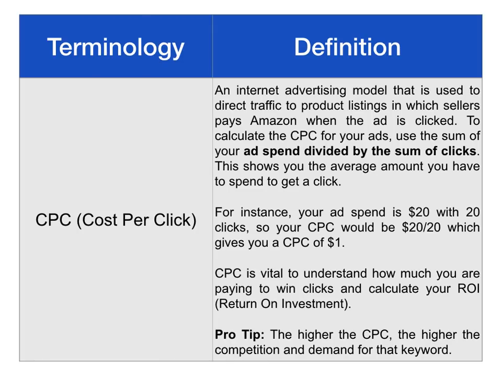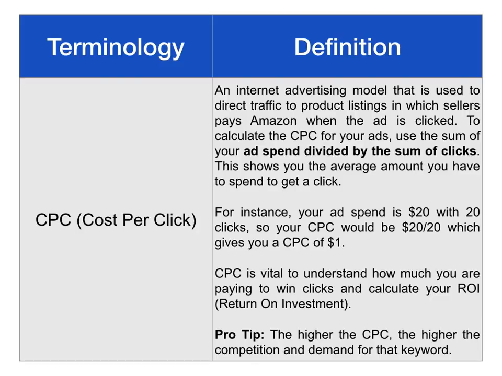And the next one is CPC, known as cost per click. This is mainly an internet advertising model that is used to direct traffic to product listings, in which sellers pay Amazon when the ad is clicked. To calculate CPC for your ads, all you need to do is use the sum of your ad spend divided by the sum of clicks. This shows the average amount you have to spend to get a click.